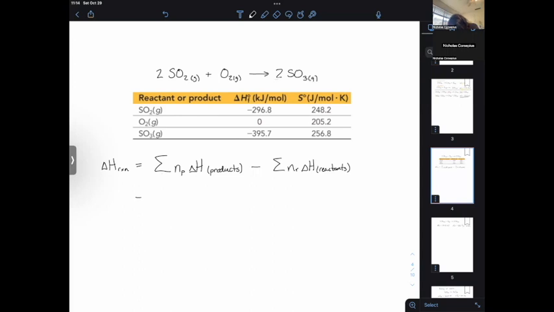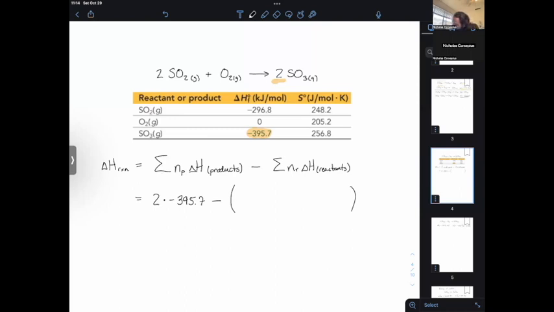So what does this look like for this particular reaction? All right, so what I'm going to do is take the enthalpy of my product and multiply it by that stoichiometric coefficient of 2. So 2 times negative 395.7. And then I'm going to subtract the sum of all my reactants. In order to make sure that this minus sign gets distributed to all of those reactants, I'm going to make sure to put this term in parentheses. Okay, don't forget to do that or you won't get the correct value.